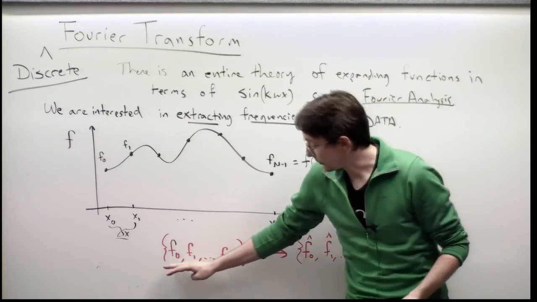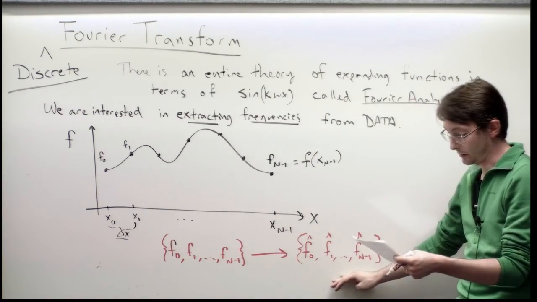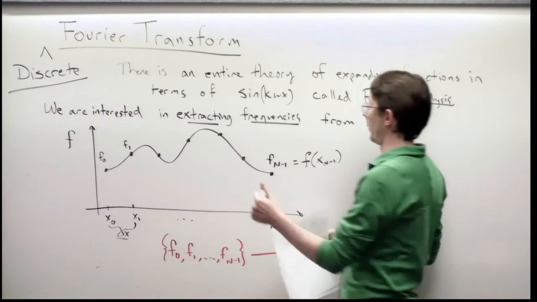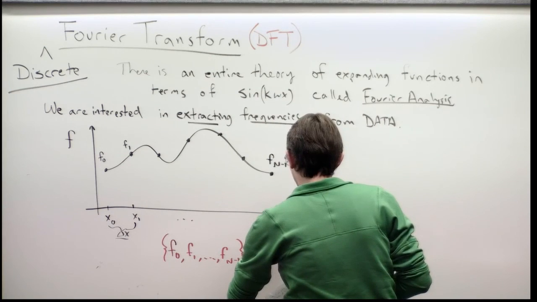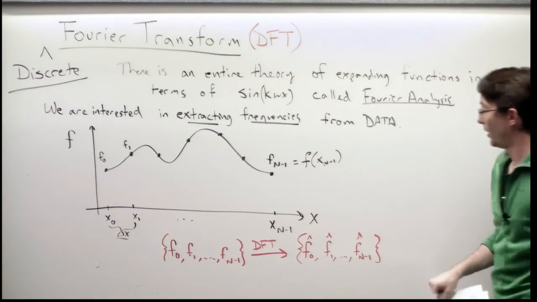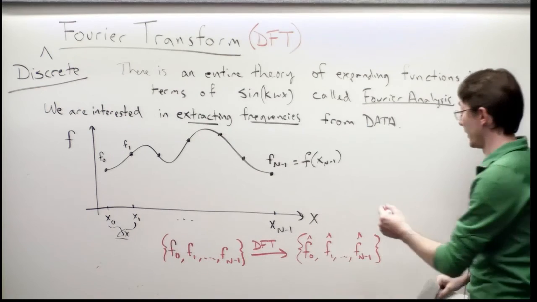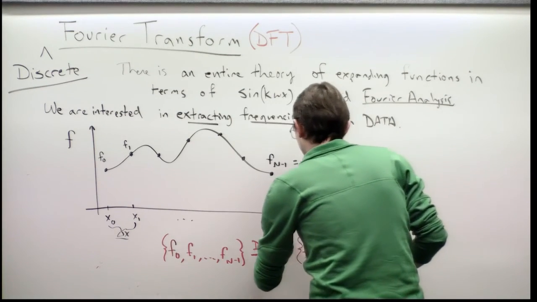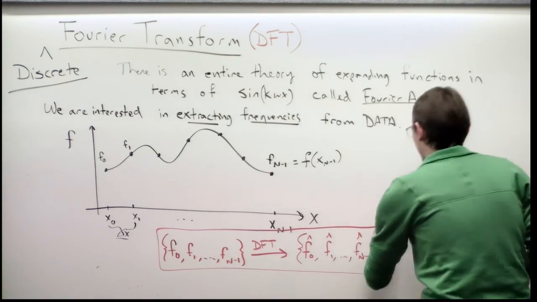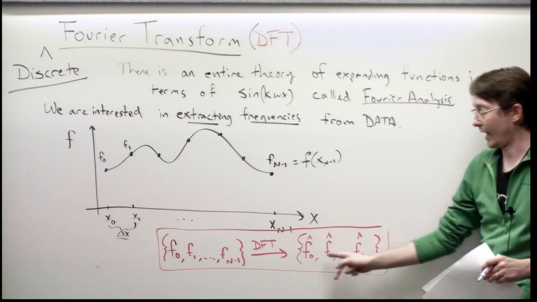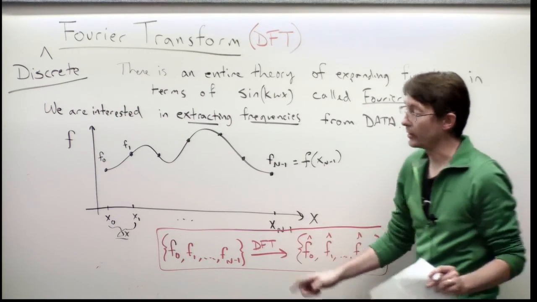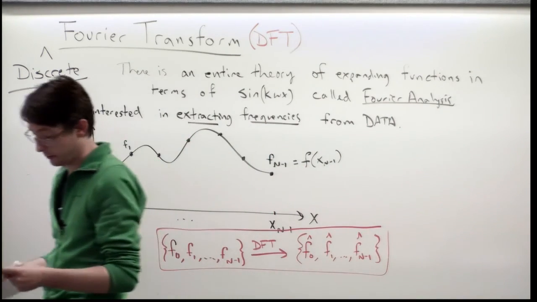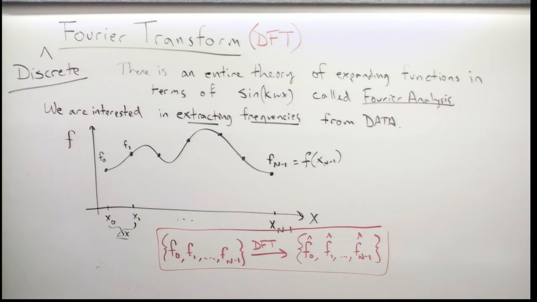And the thing that takes me from my data to my frequencies is called the discrete Fourier transform, the DFT. This is the picture that we're working with today. We have data, and we want to pull out the frequency content. I haven't told you exactly what these mean yet, but we're going to do it by using the discrete Fourier transform. Good. Let's just think about that for a minute.